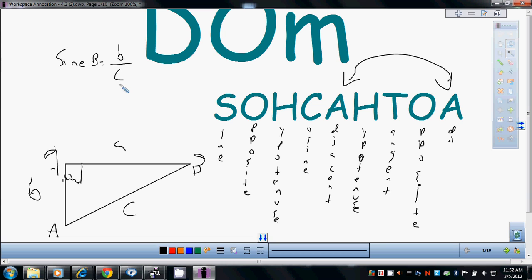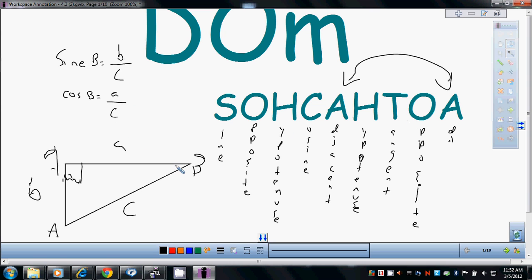SOHCAHTOA is nothing more than ratios. One thing on top of the other. That's all it is all day. Cosine of B, notice I always say of B because if it was of A, it'd be different. It all depends on where you're coming from. Cosine of B is the adjacent side, which basically means the side that it's touching that's not the hypotenuse. So the adjacent side over the hypotenuse. So cosine of B would be what? A over C. That's right.